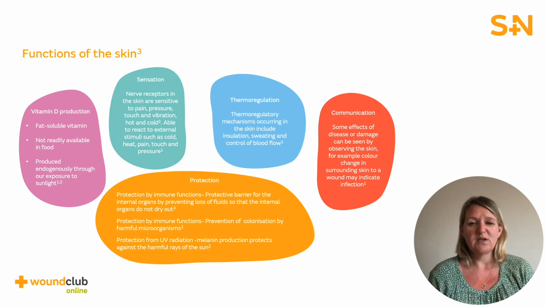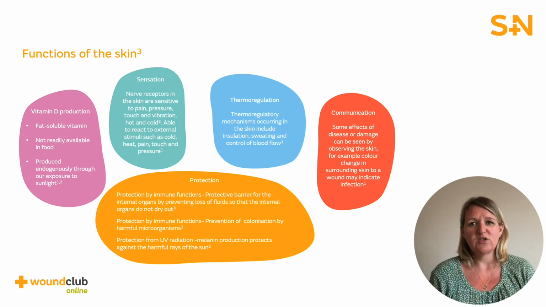Thermoregulatory mechanisms occurring in the skin include insulation, sweating, and control of blood flow. Sweating cools the body through the process of evaporation via increasing blood flow to the skin. Heat is removed from the body by the process of radiation. When the body is becoming too cold, heat loss is reduced by the process of vasoconstriction, which reduces the flow of warm blood to the extremities from the body's core.